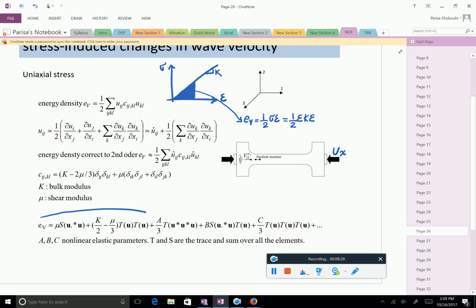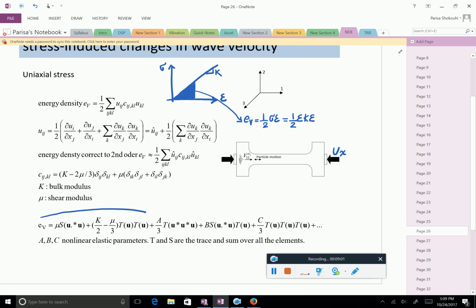I want to make sure that you understand why you hear the term third order elastic constants, why it is called third order. Second order elastic constants are the things you are very familiar with: E and G, K and mu, the Lamé constants. These are called second order elastic constants because they come from the energy density, which is second order in a strain.